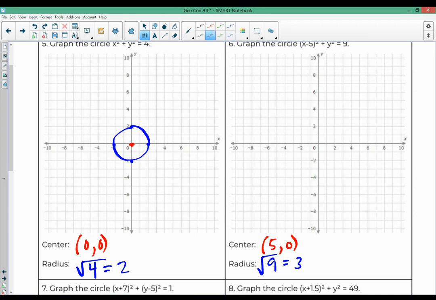I'll plot my center first, that's at 5, 0. And then for the radius of 3, I'm going to go out 1, 2, 3 in each direction. Down 1, 2, 3. Left 1, 2, 3. And up 1, 2, 3. And then try my best to make a circle.